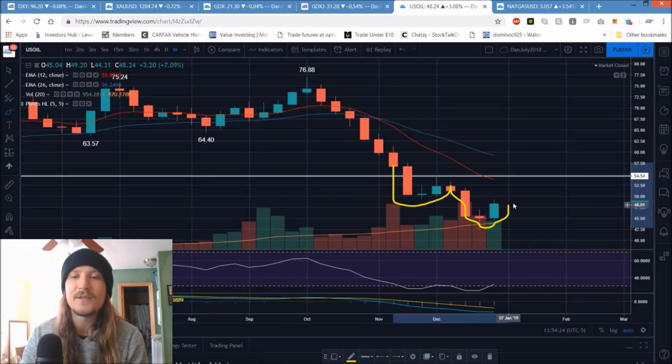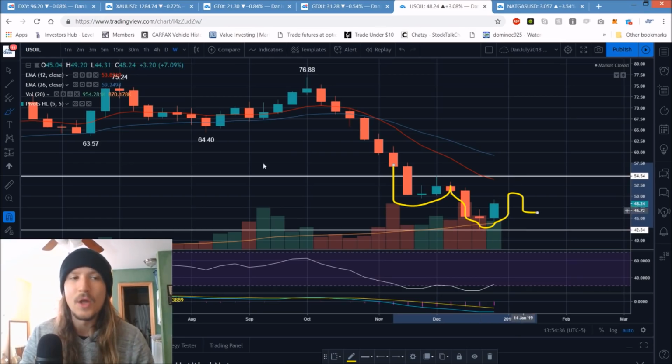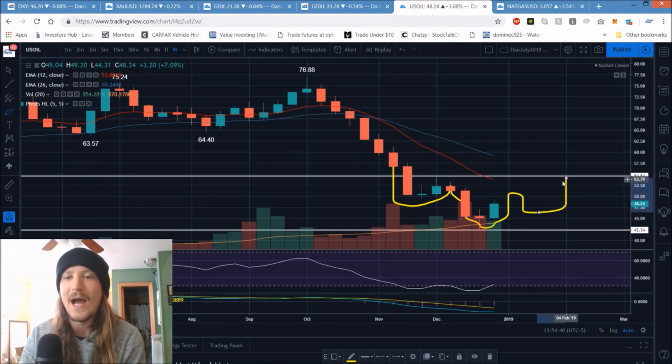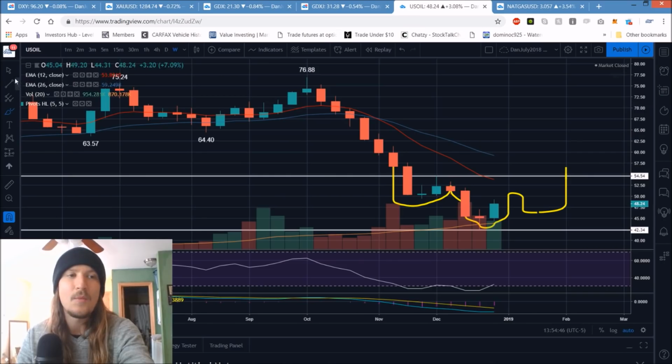So if on this bounce, if we do not break 54.54 and we set just a lower high, we're then going to look to pull back and form a higher low compared to the low of 42.34. And if we can form that higher low, it would be our right shoulder, and then we would look to break the lower highs and change the weekly trend for the oil bulls to try and get some follow through. So that's what I'm watching on oil, on the weekly for the oil chart.